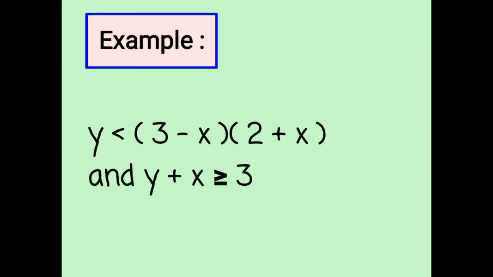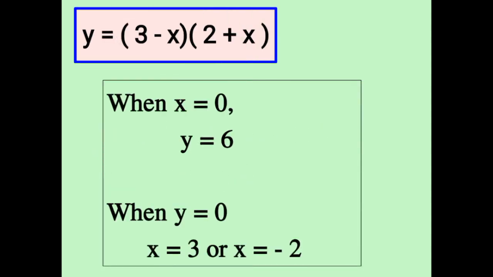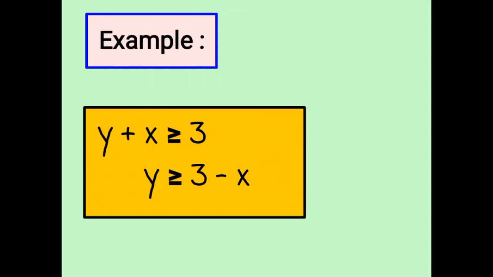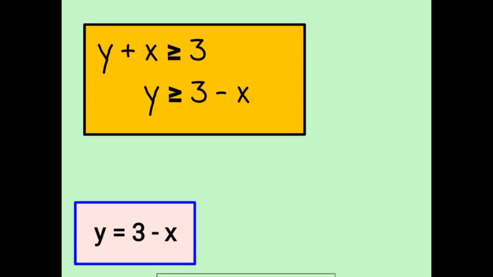y is less than (3 - x)(2 + x) and y + x is greater than or equal to 3. On a coordinate grid, shade the region that satisfies these two inequalities. So first let's take y = (3 - x)(2 + x). When x equals 0, y equals 6, and when y equals 0, x equals 3 or x equals minus 2. y + x is greater than or equal to 3. Rearrange it so that y is greater than or equal to 3 minus x.